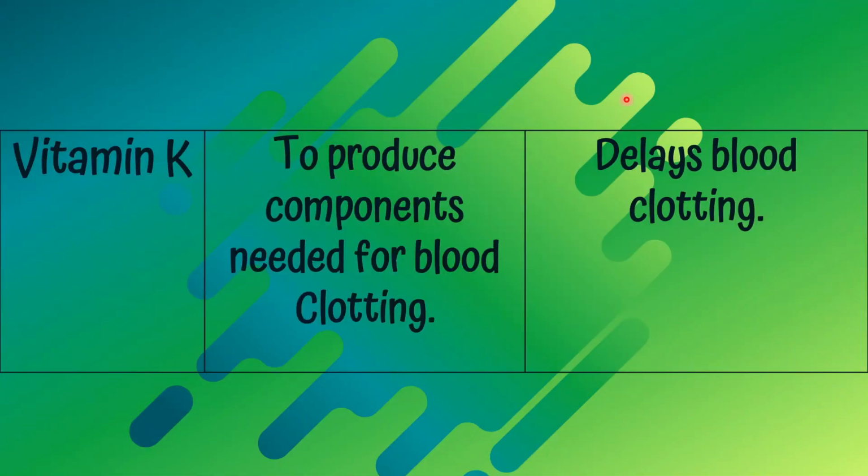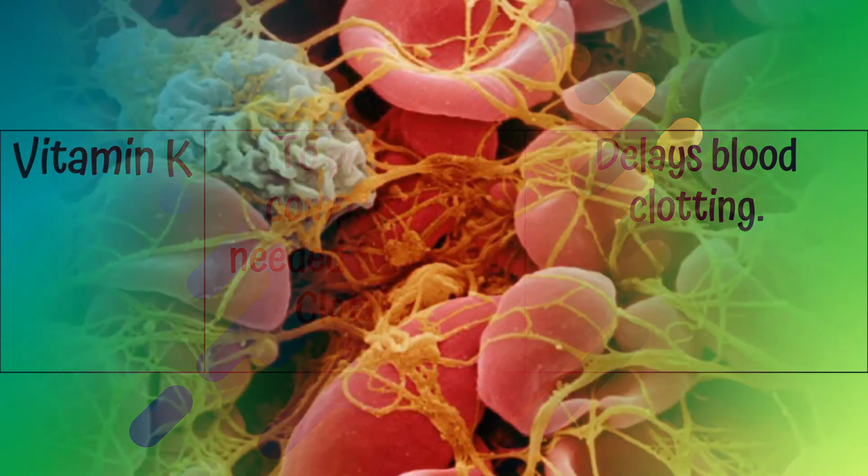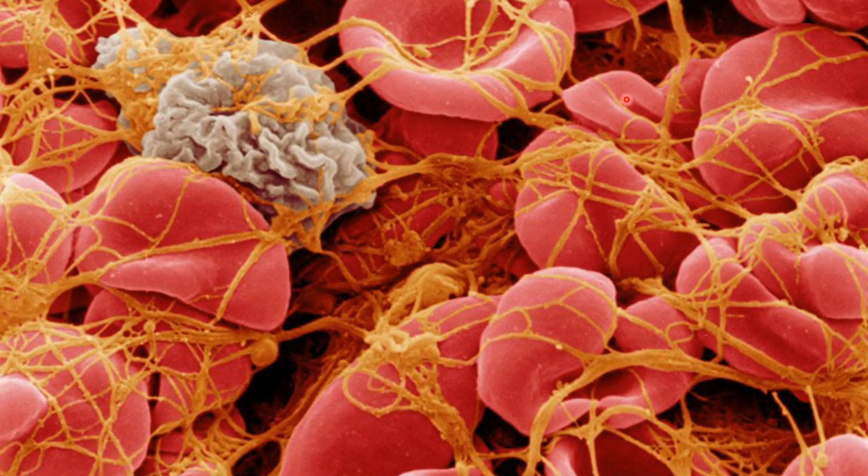Okay, let's talk about our final vitamin, vitamin K. The function is to produce components needed for blood clotting, and the deficiency symptom is delayed blood clotting. When you are wounded, the blood must clot. Like this, the internal structure is this, how clotting appears.